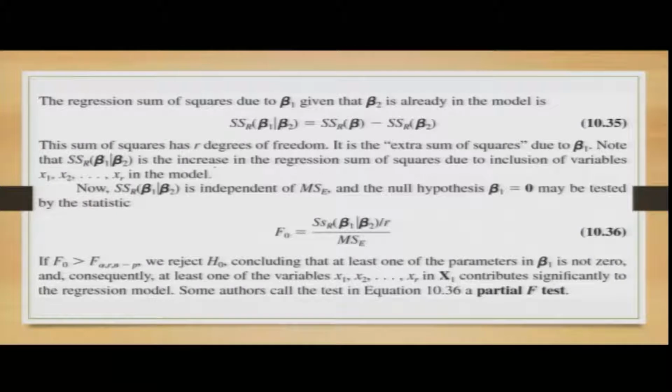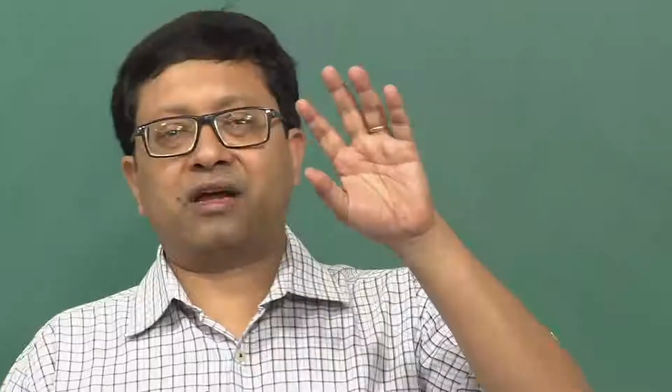If f naught, which is under the null hypothesis, is greater than f suffix alpha, where alpha, again I am repeating, is the level of significance, r is the degrees of freedom, and n minus p is the total degrees of freedom. In f values you take the ratio of two samples. In this case one sample has degrees of freedom r and the other has degrees of freedom n minus p.